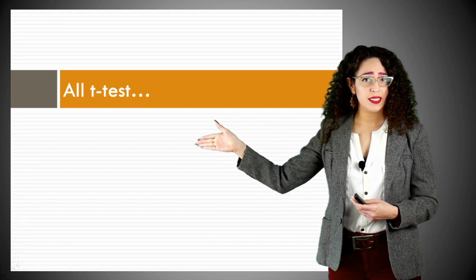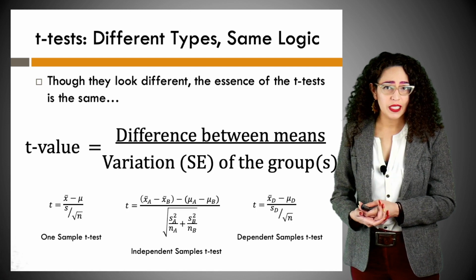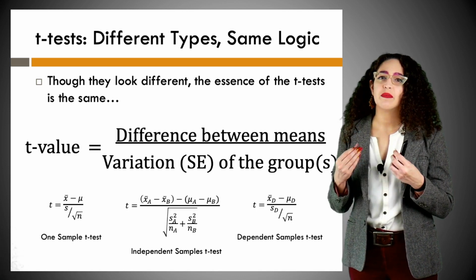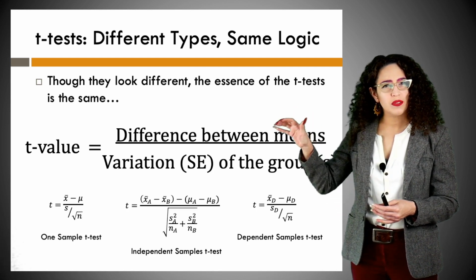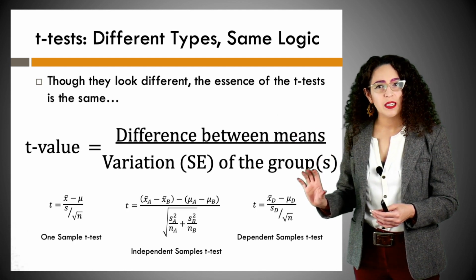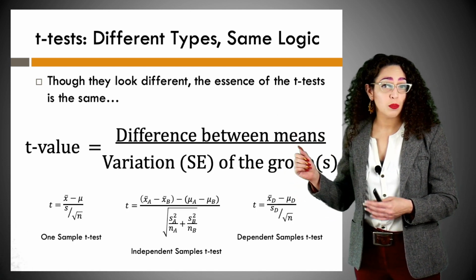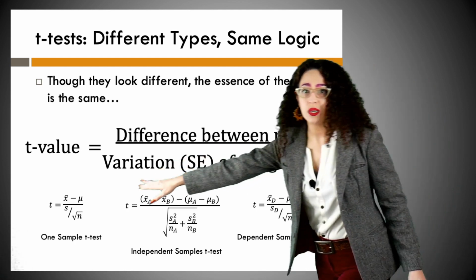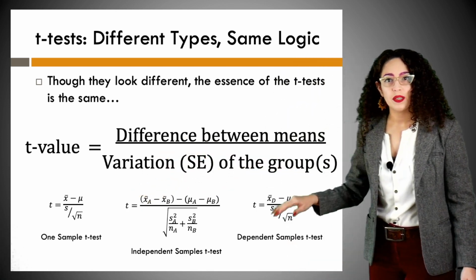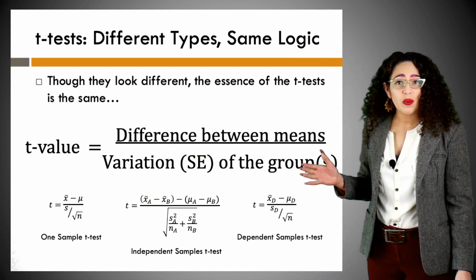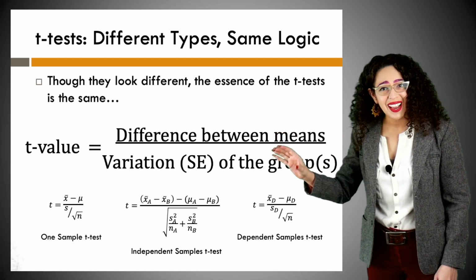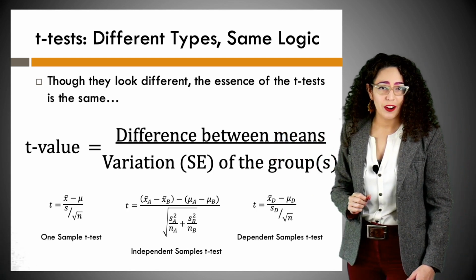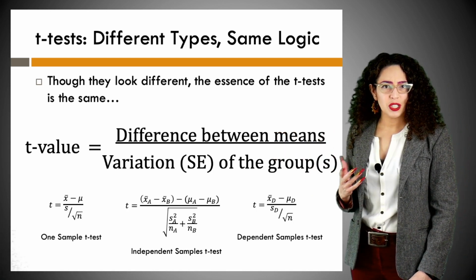All t-tests, though our last few t-tests look a little different, the essence of them is all the same. We take some sort of difference of means and we divide by the variation, the standard error of the group or groups. So there was our one sample, our independent sample, our dependent sample. And it's always, again, difference between means and dividing by some sort of standard error. Now, how do you know which one to use?